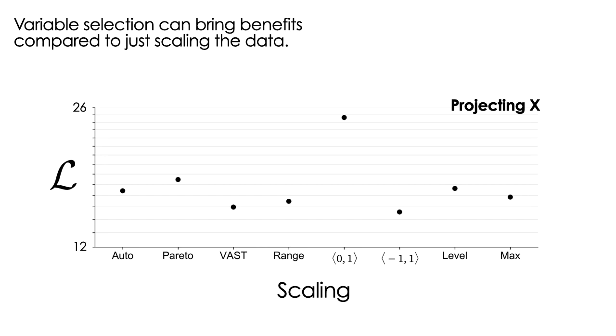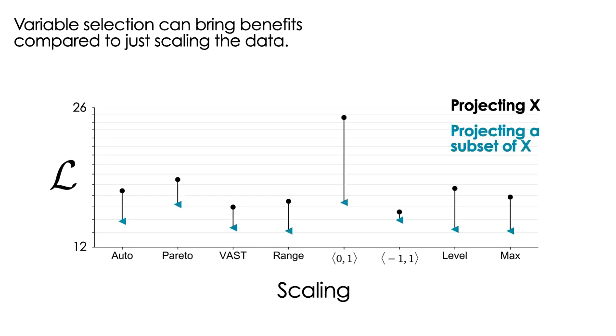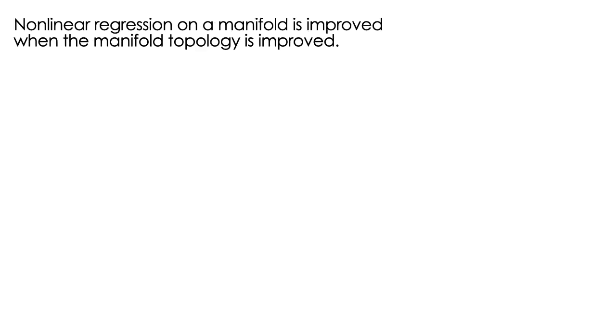But if on top of scaling the data, I also perform an appropriate subset selection with our algorithm, then these are the costs that I get. So you can see that the costs now dropped for all of those scaling techniques if I also select an appropriate state vector subset.